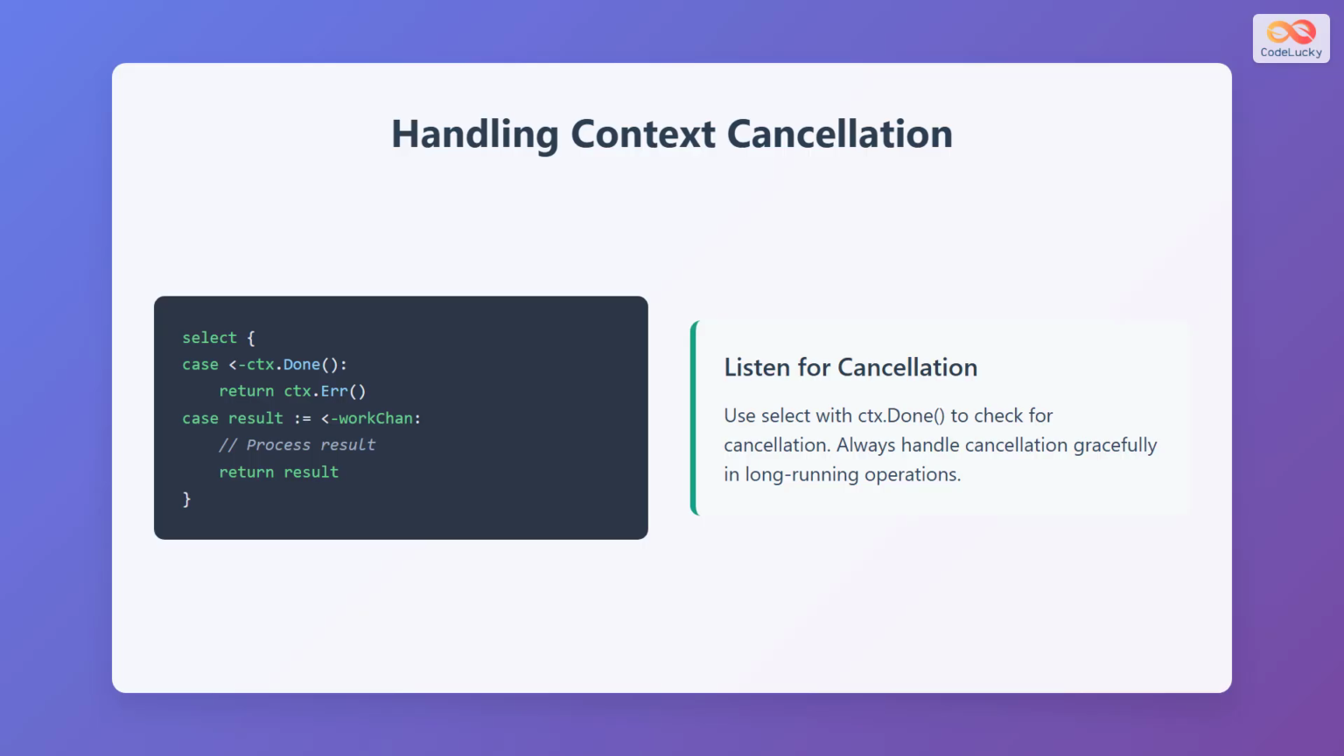Now, how do you handle context cancellation in your code? Use a select statement with ctx.Done to check for cancellation. In this example, we're waiting on either the context's Done channel or a work channel. If the context is canceled, ctx.Err will return an error and we can handle it accordingly. Always handle cancellation gracefully in long-running operations to avoid resource leaks and ensure proper cleanup.